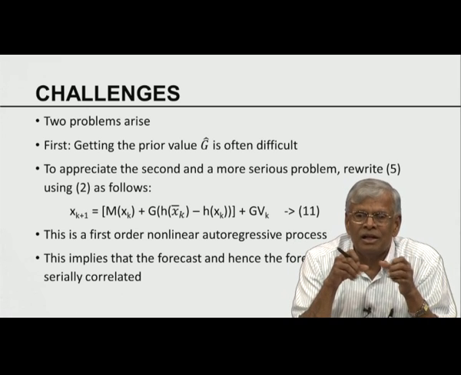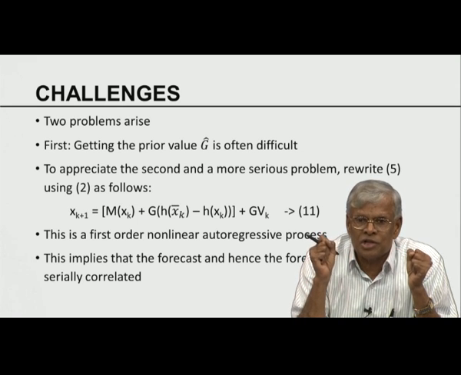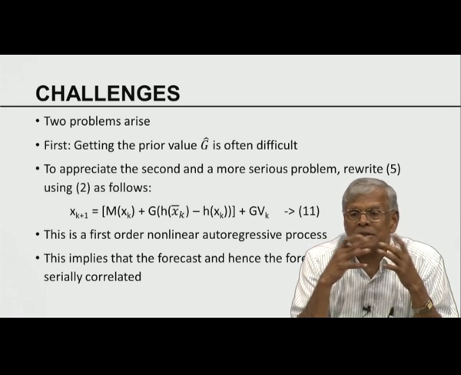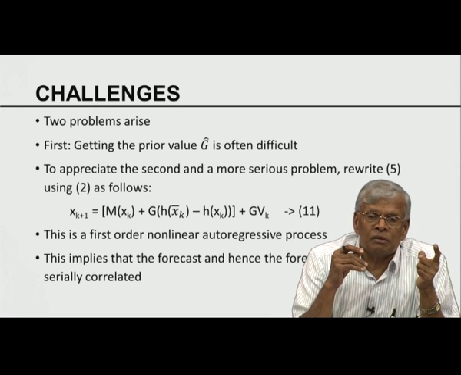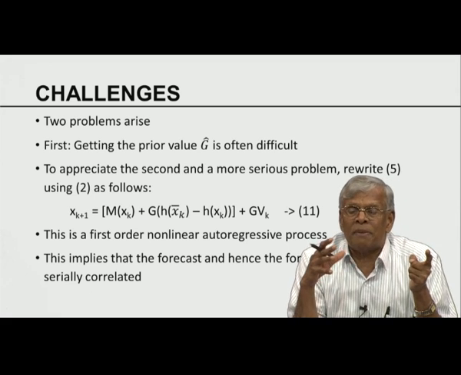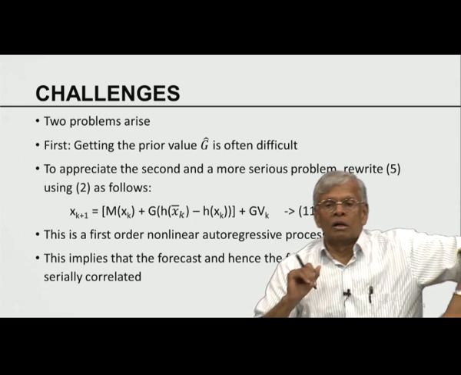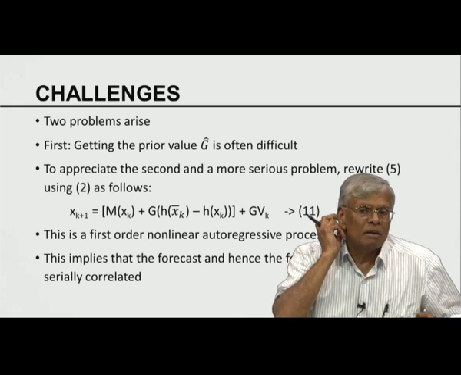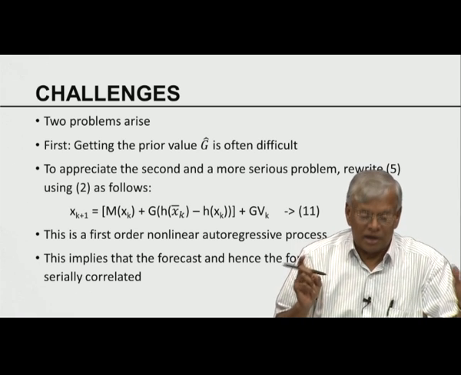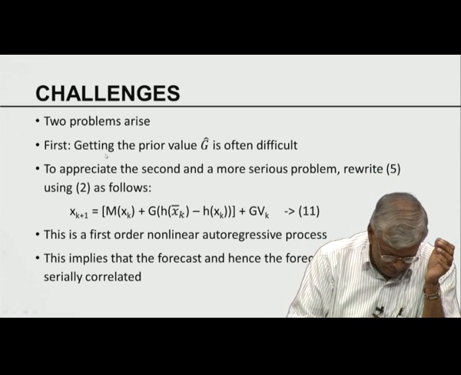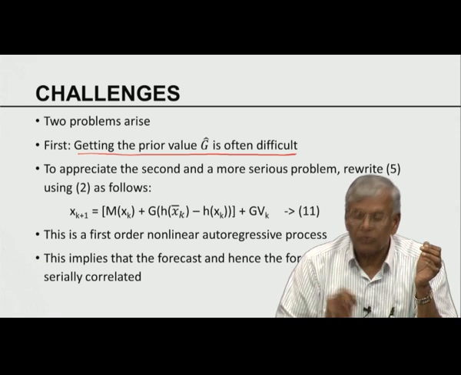So in general, there are no specific guidelines for choosing G hat. The only thing that we can fall back on is that for those processes for which nudging method have been applied in the early years, you have a reasonably well defined G hat, but in general there is no clear cut algorithm for generating G hat. So the difficulty with respect to getting the prior value is one problem.